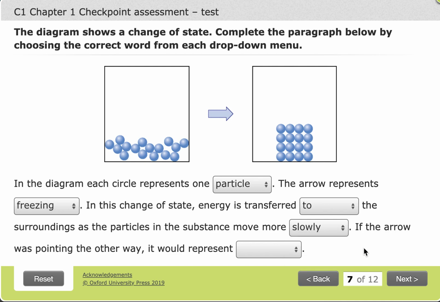move more slowly. If the arrow was pointing the other way, however, then it would be melting, because we'd be going from solid to liquid, i.e. from ice to water, and so therefore melting.